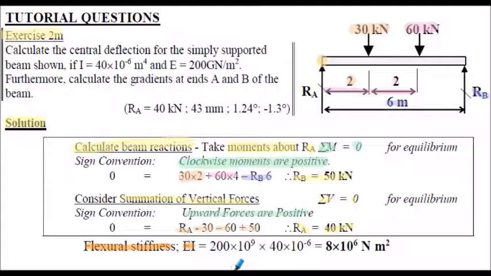So we know the E from the question given above. The E is 200 giganewtons per meter squared, so that's 200 times 10 to the 9 newtons per meter squared. And we multiply that by the I, which is 40 times 10 to the negative 6. So multiplying those two terms together, we find the flexural stiffness is 8 times 10 to the 6 Newton meters squared. Notice the units of flexural stiffness is Newton meters squared.